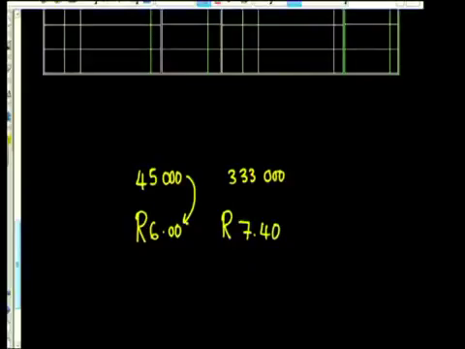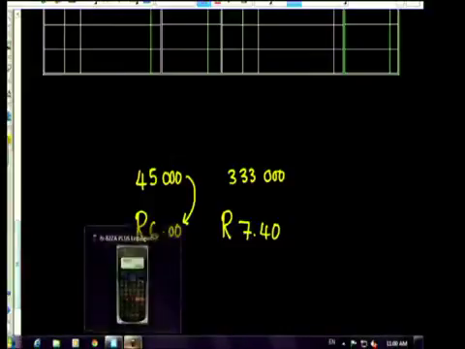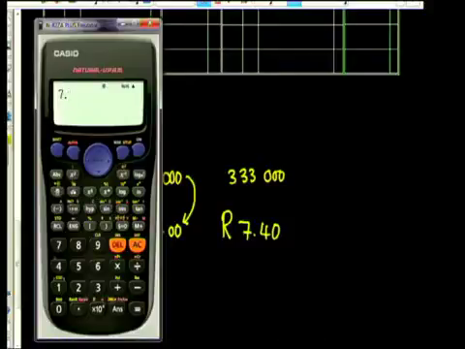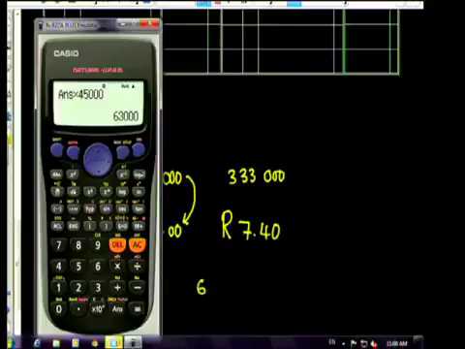270,000 Rand. Why? Because we said 45,000 times the 6 Rand. Remember on your calculator, you calculated 45,000 times the 6 Rand. Why? Because that was the average price. Now, what's the difference between the average price and the selling price? Watch, 7 Rand 40 minus your 6 Rand will give you a figure of 1 Rand and 40 cents. Multiply that by 45,000 and this gives you a figure of 63,000.